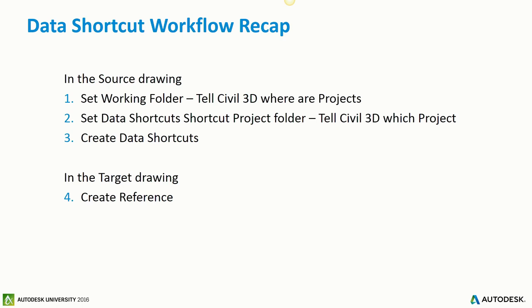Once you figure out where are the projects and which project am I working with, then you can create data shortcuts. The one thing that was a problem in 2012 is you had to save the drawing and be very careful with that, because if Civil 3D thinks the drawing file is not saved, it will not let you create a data shortcut, which has been improved now. It does not happen in 17. And then finally, in the target drawing, you refer to that shortcut, you bring it in.